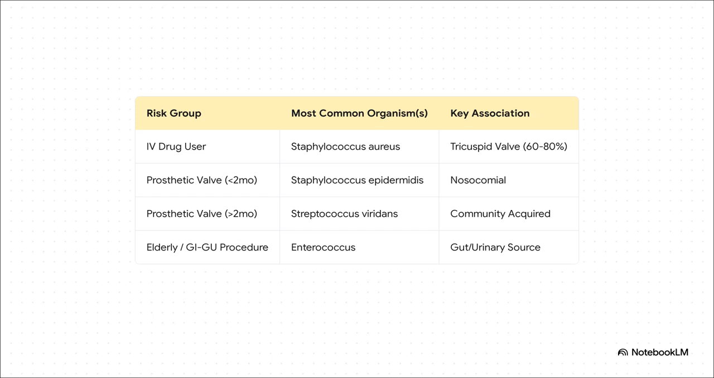Seriously, you see an intravenous drug user, your brain should be screaming, Staph aureus tricuspid valve. Got a patient with a brand new prosthetic valve, less than 2 months old? Think staph epidermidis. An older patient who just had a bowel or urinary procedure. Enterococcus should be right at the top of your list. Nailing these associations is key, both on the floor and in your exams.